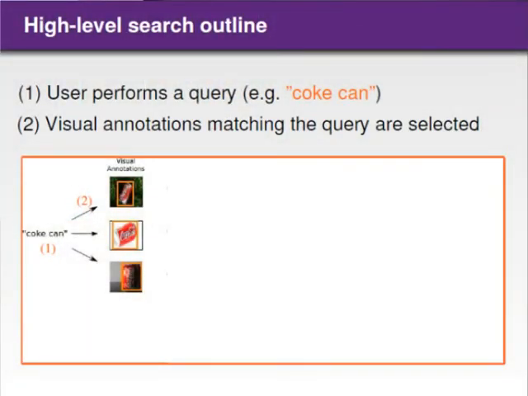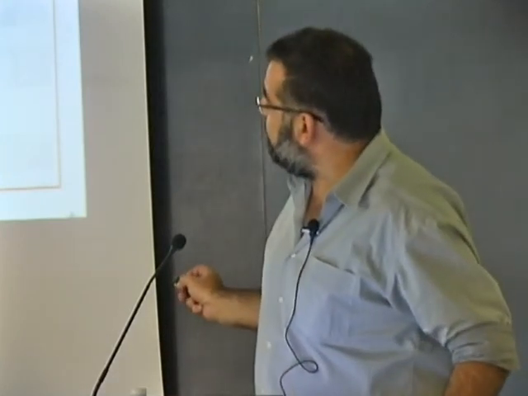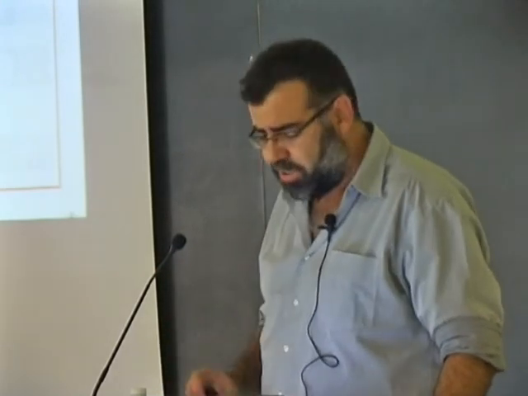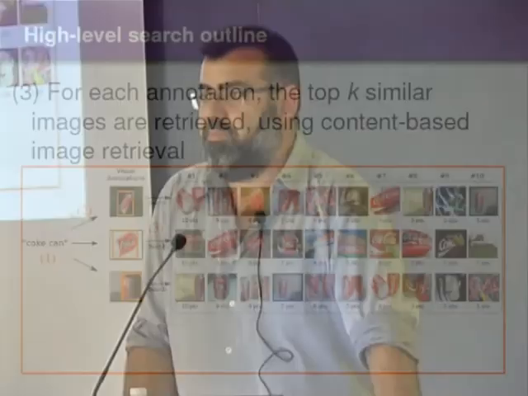First, you search in the visual annotations. For example, you search Coke can. So we will do tag search. And suppose we find 100 different annotations, and using some kind of ranking, these are the top three. The top three annotated things with Coke can. And now we'll do image search in these three. So we'll find similar things to these, similar things to these, similar things to these, and then we get this.